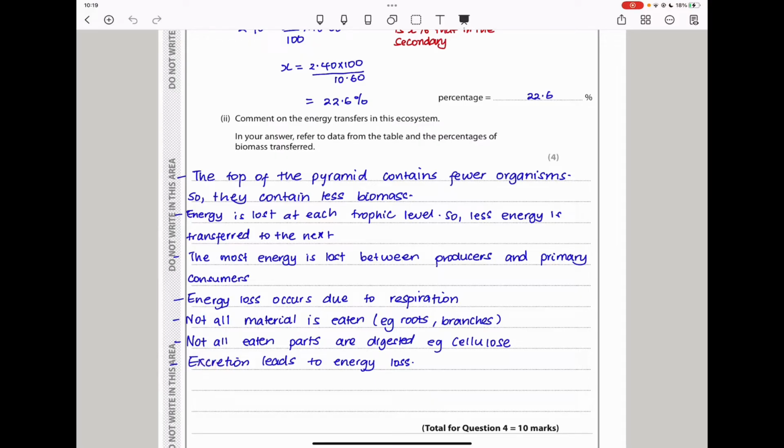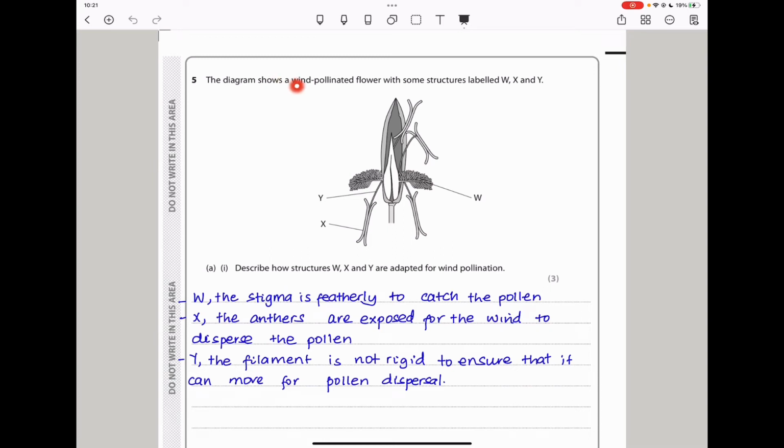The next part is excretion. Excretion leads to energy loss because some is lost as urine, some in the form of sweat, so all that can lead to energy losses. So this brings us to the end of question 4. Let's move on to question 5. Question 5, the diagram shows a wind-pollinated flower with some structures labeled W, X, Y, and Z.